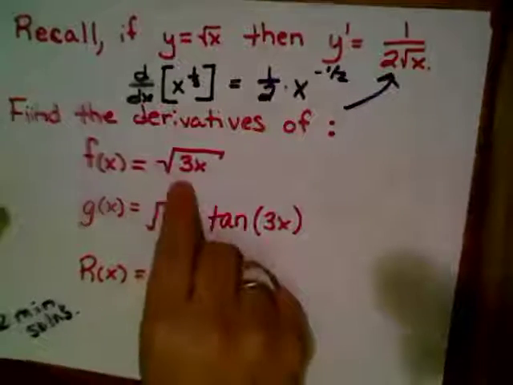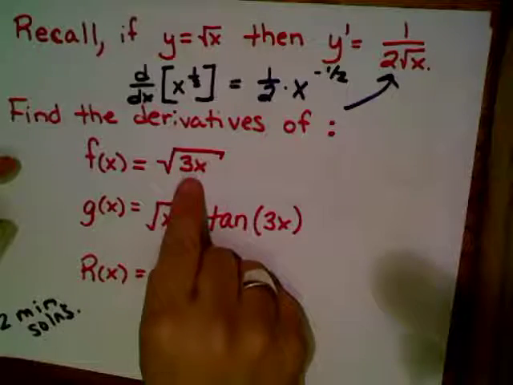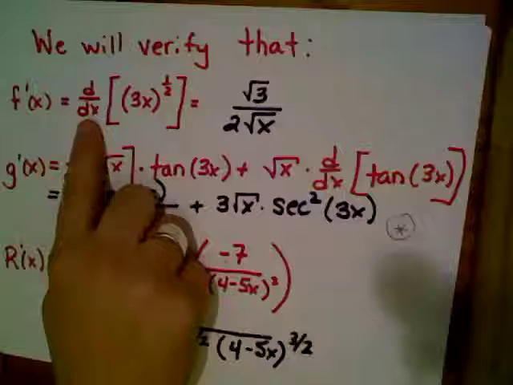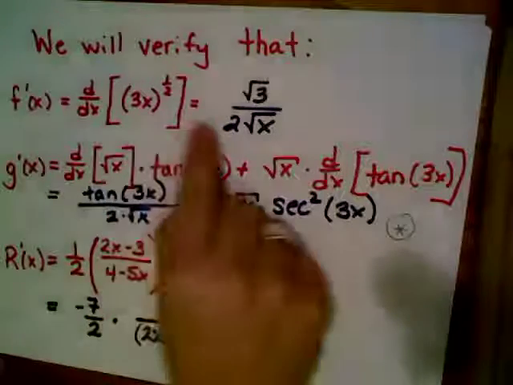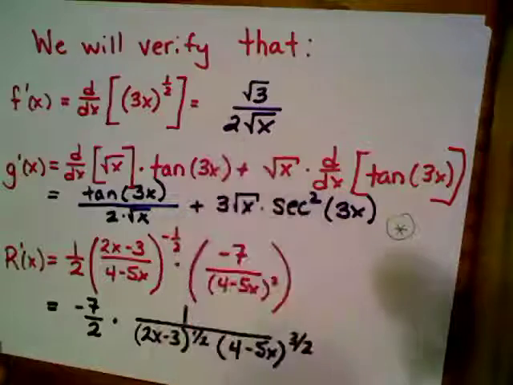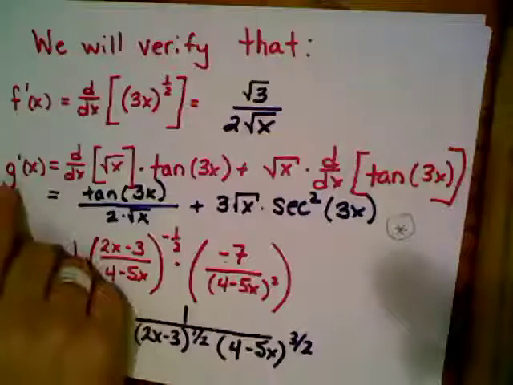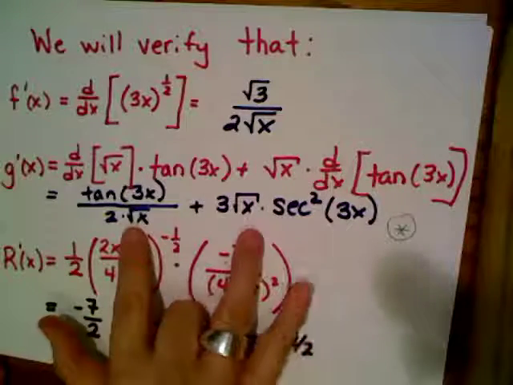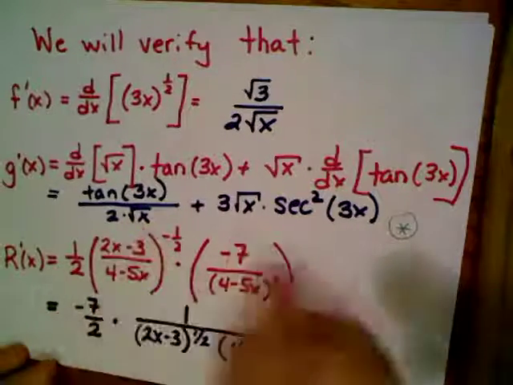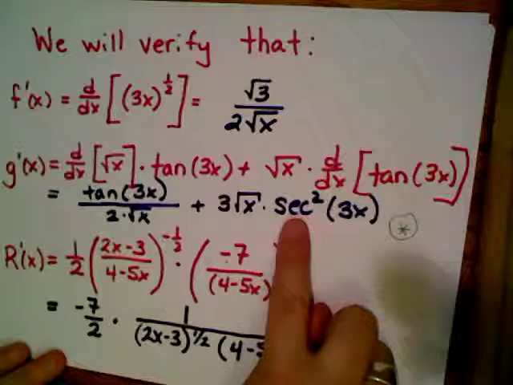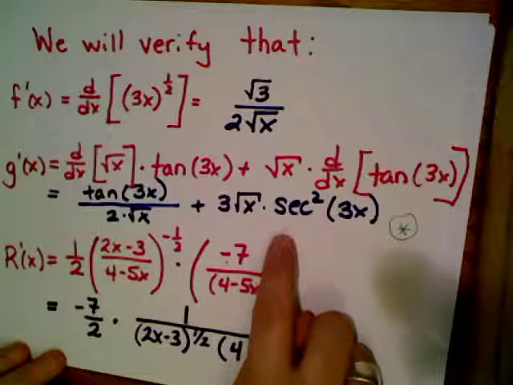If f of x is square root of 3x, then later on in this video we'll verify that the derivative of the square root of 3x is just square root of 3 times the reciprocal of twice square root of x. And to get the derivative of g we had to use the product rule, and we'll get this blue answer right here. I've put a little green asterisk because there is a way to simplify that answer in blue with a common denominator.